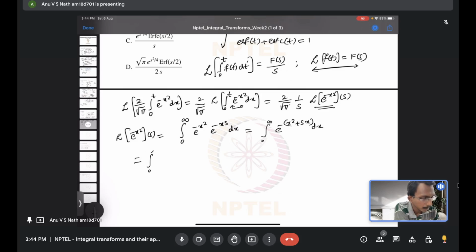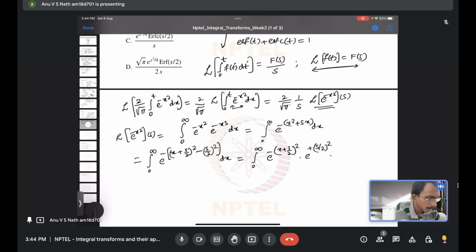Like last class I have explained, there we can complete the squares, right? So we can write as x plus s by 2 the whole square minus s by 2 the whole square. I guess it's obvious to do that way. If you have doubts, stop me, I will explain how to do that. So now we split the exponentials. E raised to minus x plus s by 2 the whole square times e raised to plus s by 2 the whole square dx.